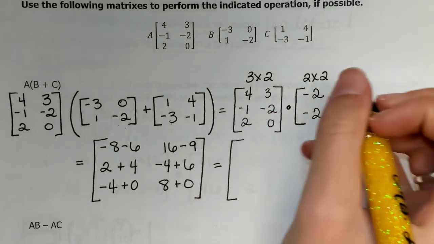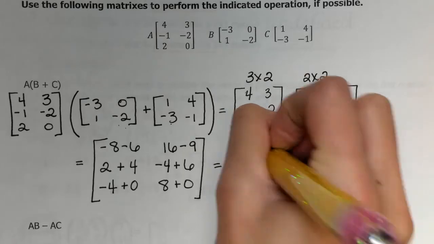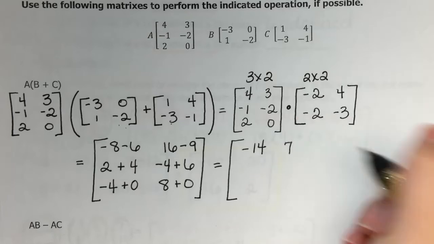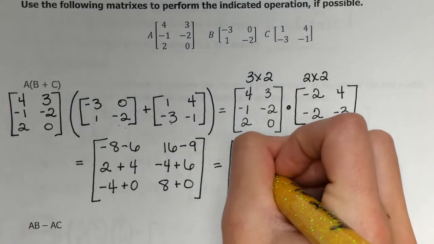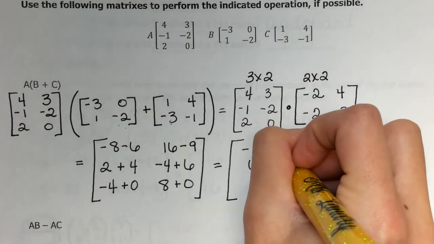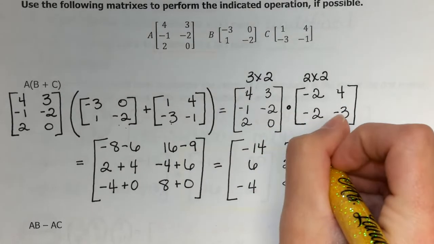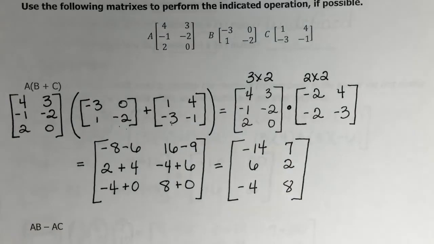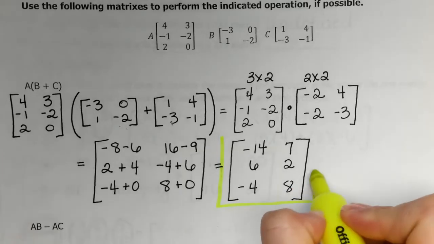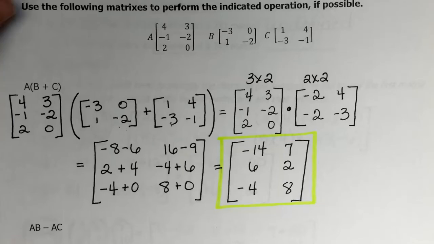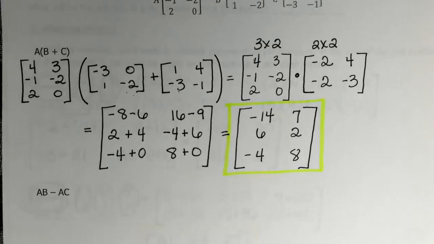So then negative 8 minus 6 gives me negative 14. 16 minus 9. 2 plus 4. Negative 4 plus 6. Negative 4 and 8. We good? Okay.